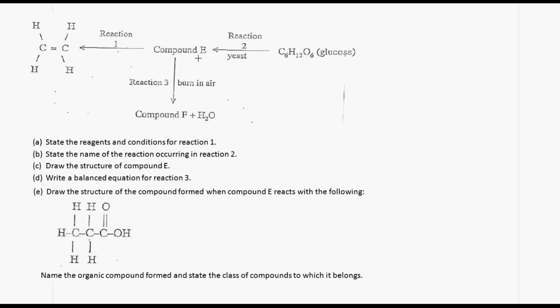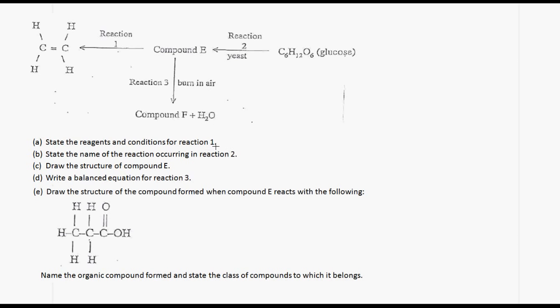Based on our organic chemistry knowledge, we know that if we take glucose and yeast, we are actually performing fermentation, and we expect an alcohol to be produced. So compound E is most likely an alcohol. We can check again, because in reaction 1 we can move from an alcohol to an alkene. That is true. And in the case of reaction 3, if we burn the alcohol in air, we get compound F and water.